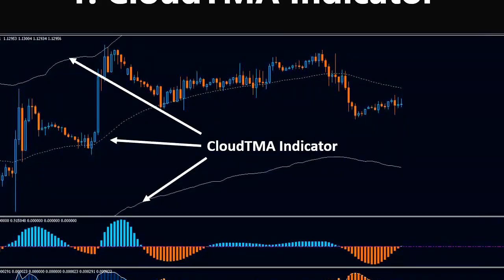Now, the cloud TMA indicator, you'll see on the top window of your chart. It's made up of 3 lines, and what we're looking to do here is to determine the overall trend direction and also overall trade direction. And I'll explain a little bit more about that when we get into the rules. It's very simple to see on the chart. You can see when price is moving up or moving down, or when it crosses a middle line here, right? It touches the upper or lower.